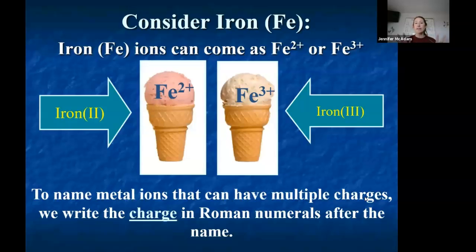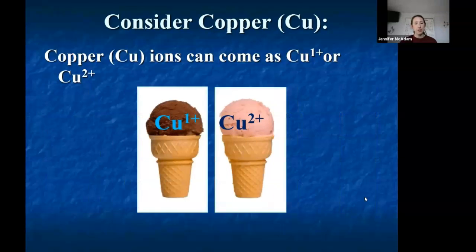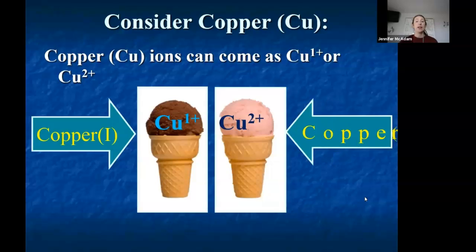And we only have to use these charges, these Roman numerals, if the element we're talking about or the ion we're talking about has more than one charge. Like copper. Copper has +1, or copper can be +2. And if you have a +1, you do have to use this Roman numeral 1. But again, only if it has more than one possible charge. And we're going to talk about how do you know if it has more than one possible charge in just a minute.